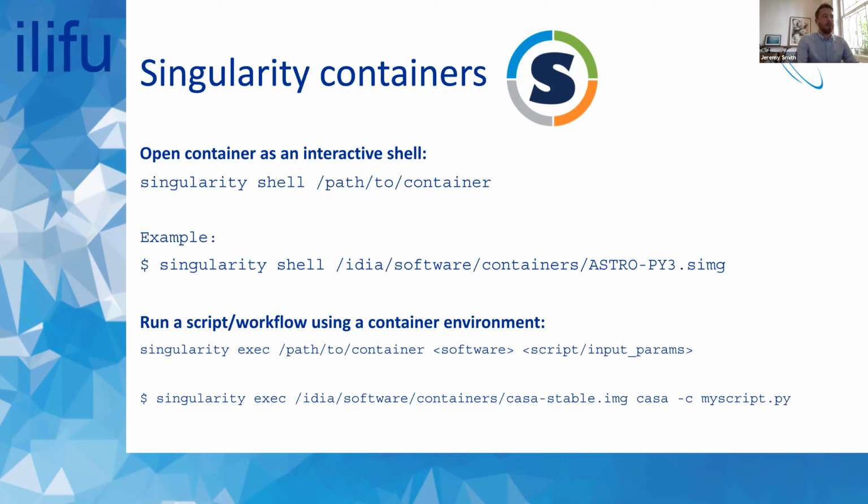Alternatively, you can interact with a container in a non-interactive way, and this is how you would submit a job using a container with SLURM. You would run a command using the exact parameters: singularity exec, the path to the container, the software that you want to use that exists inside the container, and then any input parameters or scripts that you want to apply. An example here would be singularity exec, then the path to, for example, the CASA container that exists on the facility, and calling the CASA software, you're passing the parameter to pass in a script, which is myscript.py.